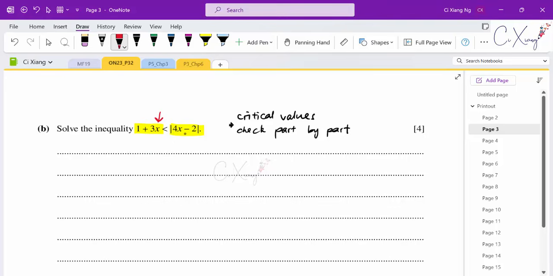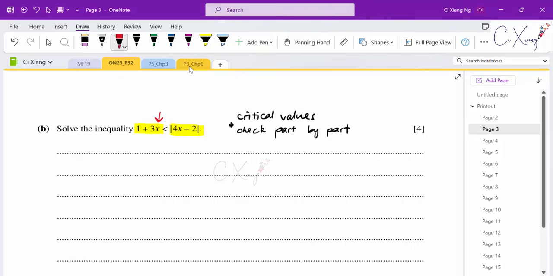If one side has a modulus function and the other side has a pure number, you can directly find the answer by squaring both sides. But when one side has a modulus and the other side has no modulus but has the unknown variable x, then you have to check the answer part by part. So this is a small reminder for you all, okay?